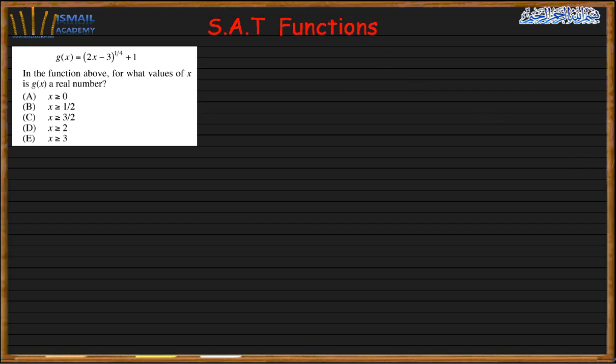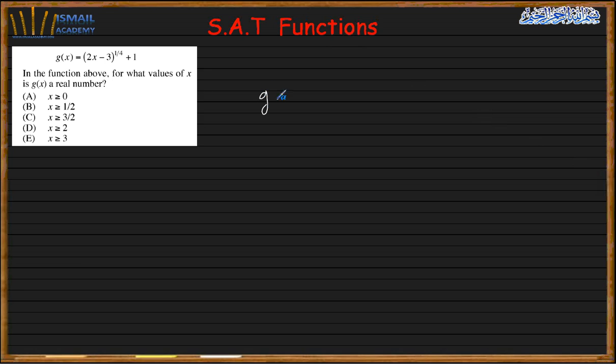Today we're going to do some questions about functions. So let's start with the first question. We have g of x equals the fourth root of 2x minus 3, plus 1. In the function above, for what value of x is g of x defined? Remember, this means they ask you for the domain of this function.